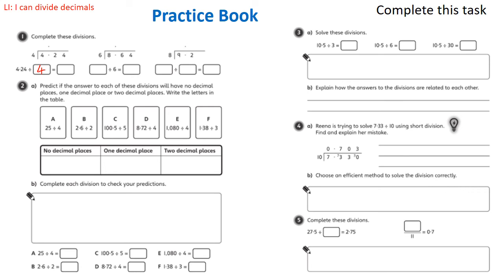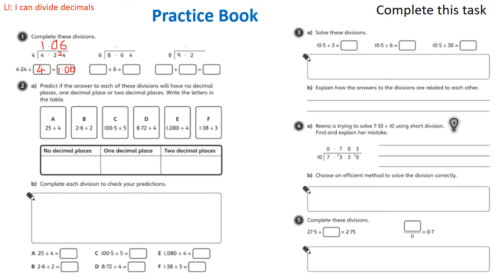So 4 divided by 4, that's going to go once. There is no remainder. 2 divided by 4. How many groups of 4 can you get from 2? You can't get any. So your remainder is going to be 2. How many groups of 4 can you get from 24? Well, 6 times 4 is 24. So that will be your answer. So that is what you write in the box.